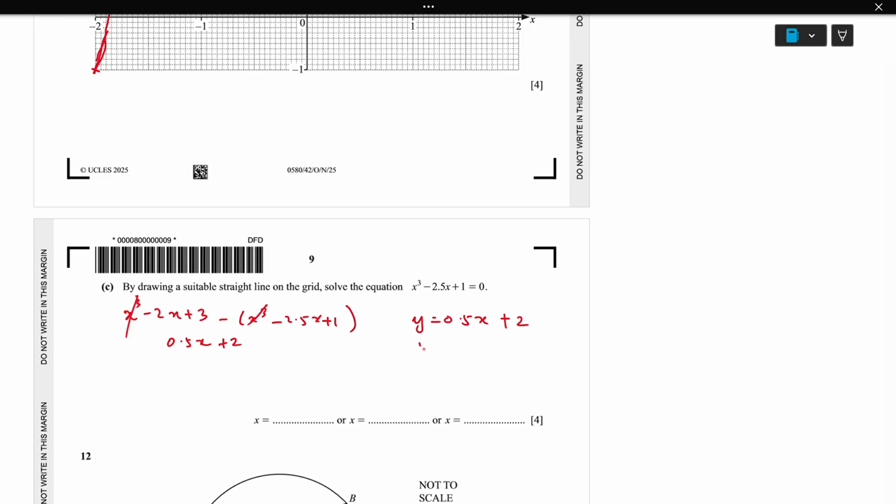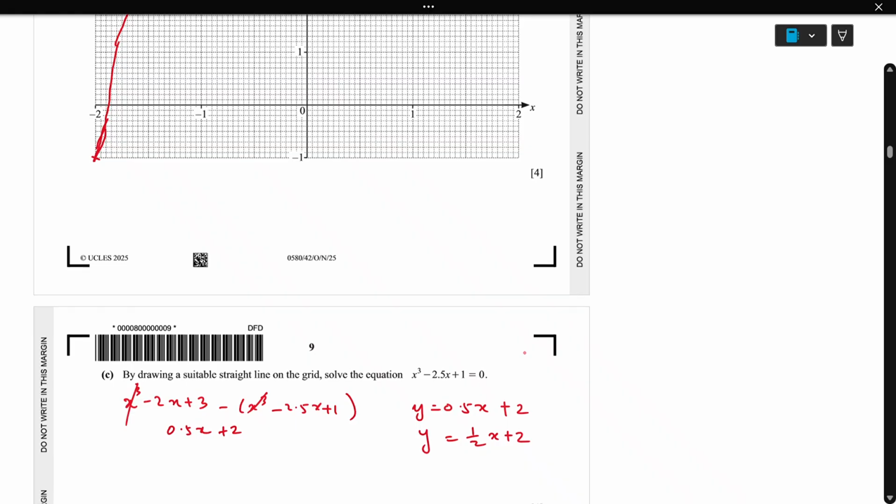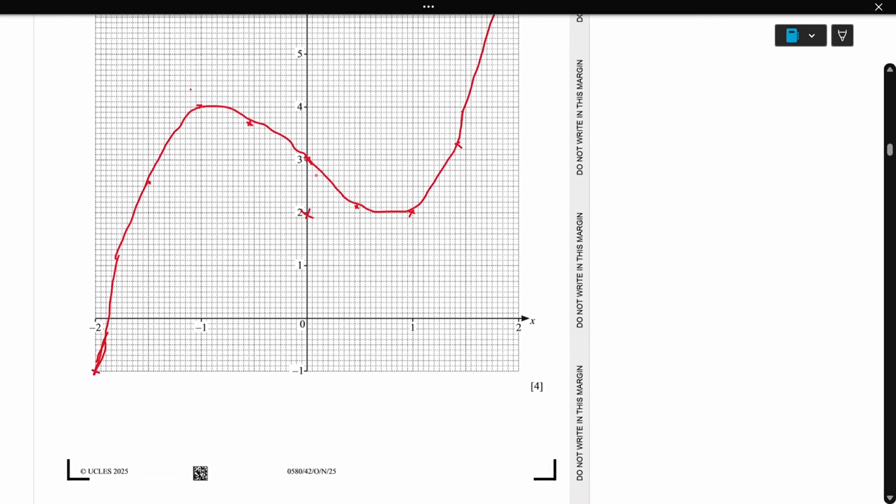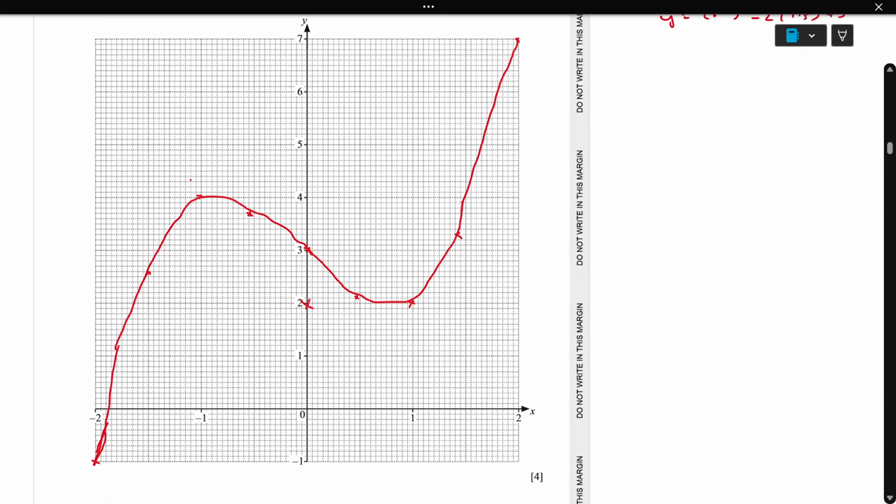This is the straight line, y equals 1 by 2 x plus 2. So we need to draw it here. The y-intercept is 2, so the y-intercept is going to be 2 here. And the gradient is positive 1 by 2. So 1 up and 2 units to the right, and here again 2 and 1 up. It is going to be until here. So the straight line has to go this way.